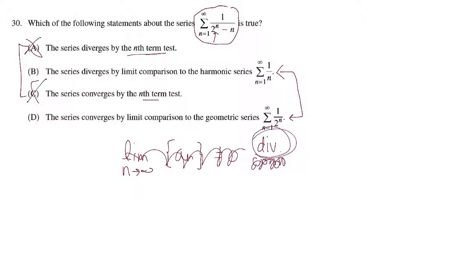Well, which one does this look like it can be compared to? And you're right, it can be compared to D. Here 1 over 2 to the n, because it's geometric, I'm multiplying by a half each time. So here by our limit comparison, we see that the answer choice has to be D.